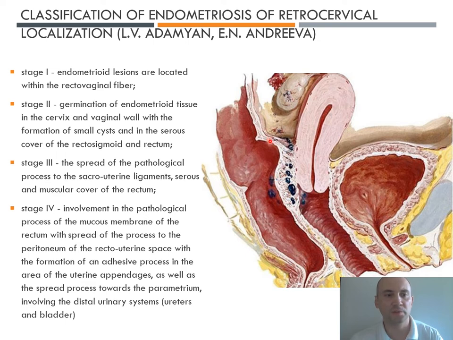Stage 3, the spread of the pathological process to the sacrouterine ligaments, and the serous and muscular cover of the rectum. Stage 4, involvement in the pathological process of the mucous membrane of the rectum, spread of the process to the peritoneum of the recto-uterine space, with the formation of an adhesive process in the area of the uterine appendages, as well as spread of the process toward the parametrium, involving the distant urinary system, ureters and bladder.